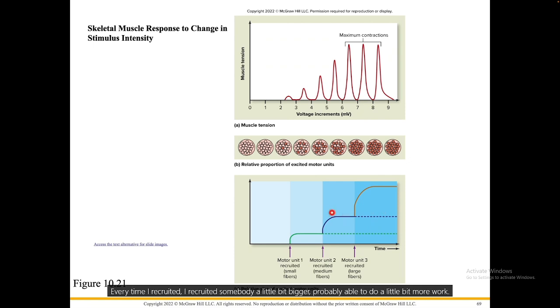And the idea, every time I recruited somebody a little bit bigger, probably able to do a little bit more work. And just to plant an advanced idea though, the downside of larger motor units is I lose that fine motor skill, right? It's the difference between putting a key in a lock using a small motor unit versus imagine trying to hold that key between your elbows or between your knees and align something up there. As soon as I start using larger motor units, I've lost that fine motor skill.